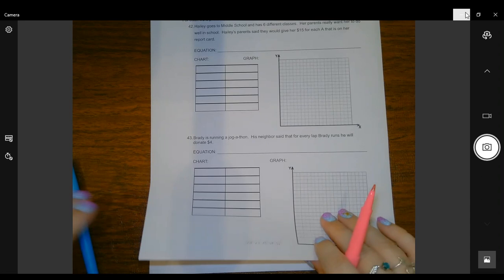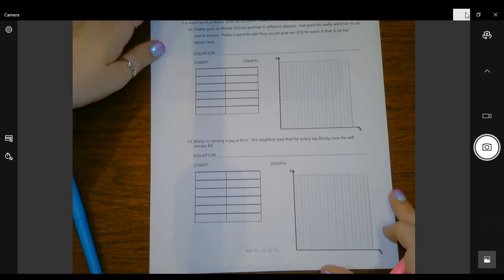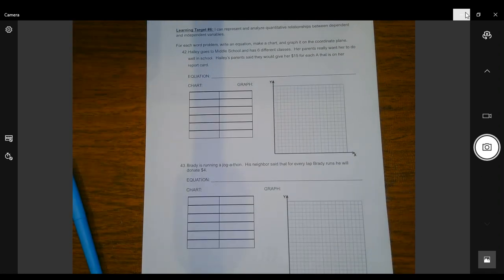All right, we are on the last page, my friends. We got this. It says, for each word problem, write an equation, make a chart, and graph it on the coordinate plane. All right, we can do that. It says, Haley goes to middle school and has 6 different classes. Her parents really want her to do well in school. Haley's parents said they would give her $15 for each A that is on her report card.